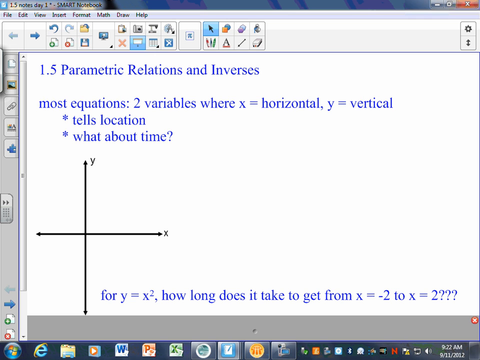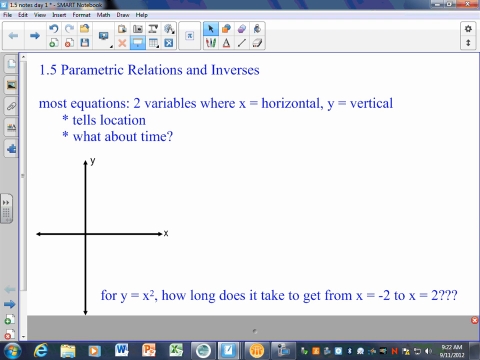Last year in Algebra 2, so it's something kind of new. But I don't think it's that terrible once you get past the fact that it's different and new. We're actually breaking this up into 2 days, and this is called parametric relations and inverses. Well, today we're just working on the parametric part, and then tomorrow we're going to talk about inverses.